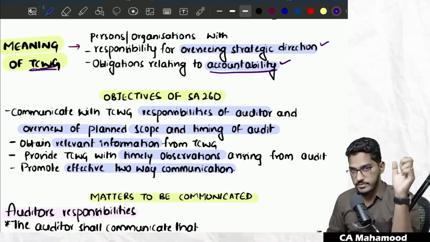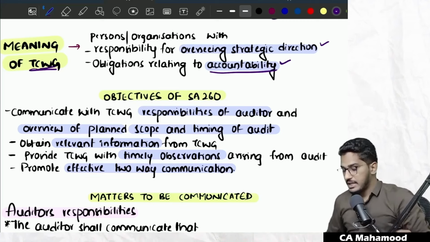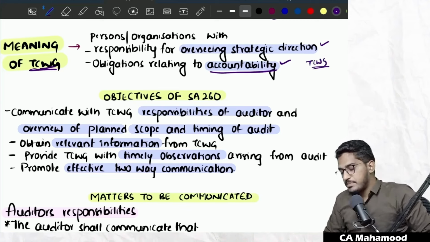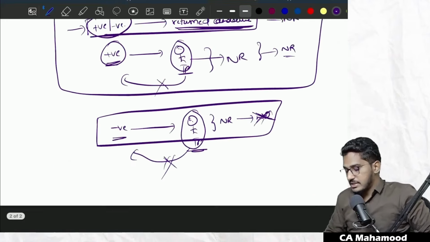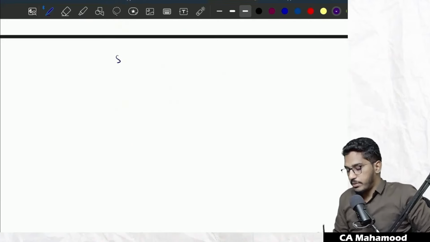The definition you have to remember, you have to reproduce it as it is. Those persons or organizations with the responsibility for overseeing strategic direction and who have the obligations with regard to accountability. It is very difficult to identify those charged with governance, especially in organizations like companies. In small organizations, like a sole proprietor or a partnership firm, it is much easier to identify those charged with governance.